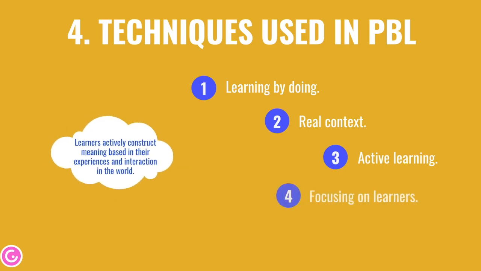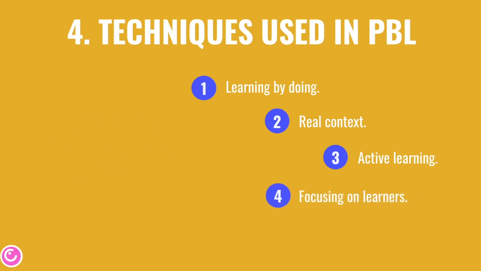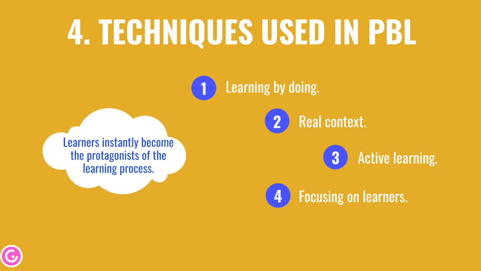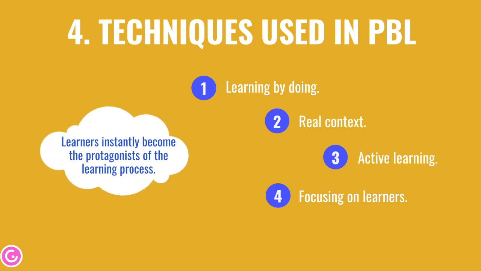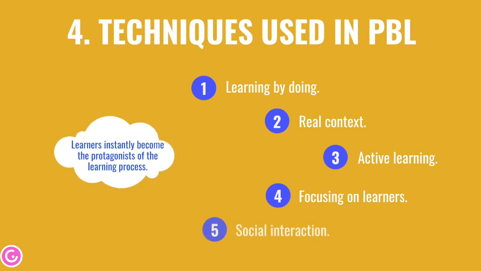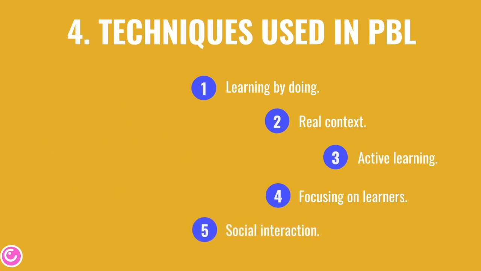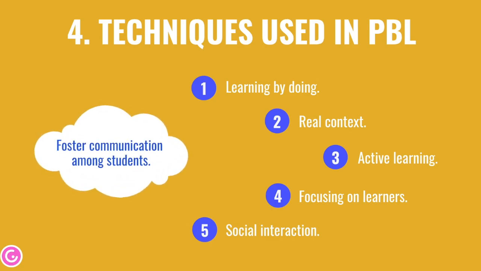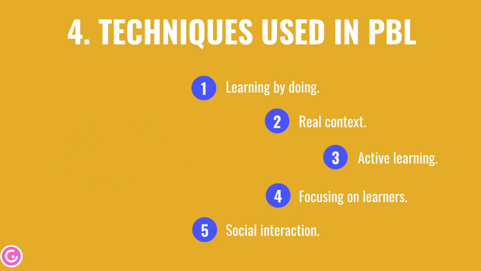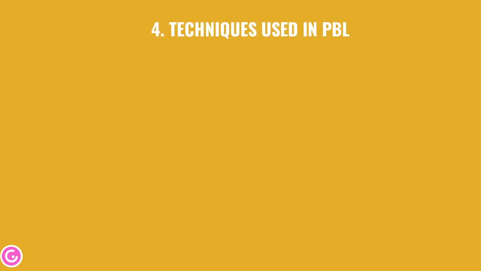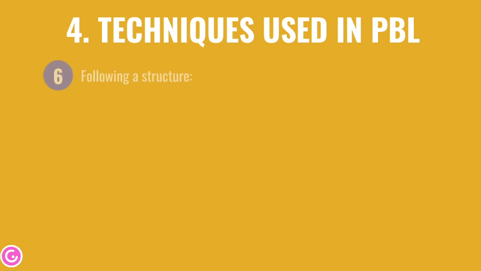Focusing on learners: since learners use their own experiences and interaction with the world to learn, they instantly become the center and the protagonists of the learning process. Social interaction: as learning takes place in the real world and interaction is a key aspect of it, we should follow the same model in PBL, fostering communication among students. Try to remember these steps when implementing your own PBL activities.